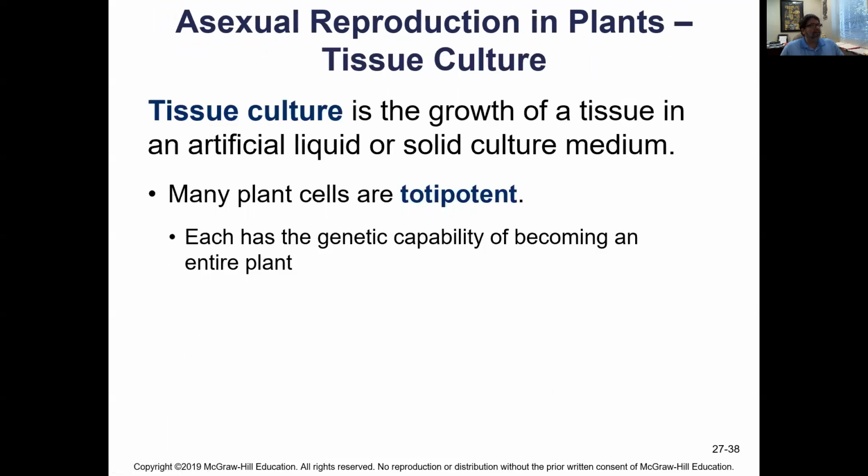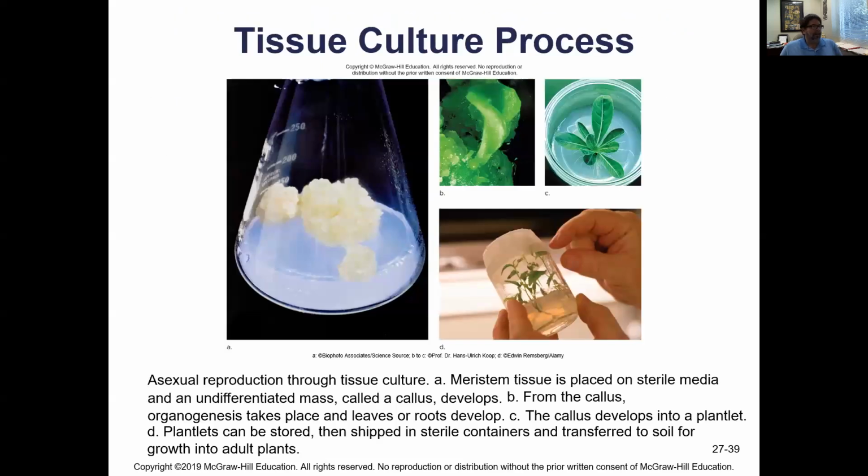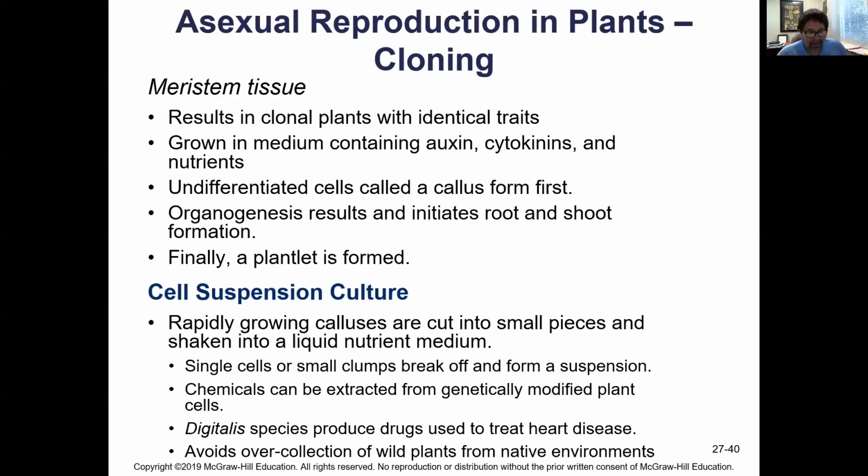And this is a new one here. Tissue culture is the growth of tissue in an artificial liquid or solid culture. Many plants are said to be totipotent, which means that each cell can develop into an entire plant. So give me one cell and then we can grow plants back from that. And here is showing that concept of tissue culture processing in plants. Like I said, pretty short chapter there. It's a good one to have on a snow week, I guess.